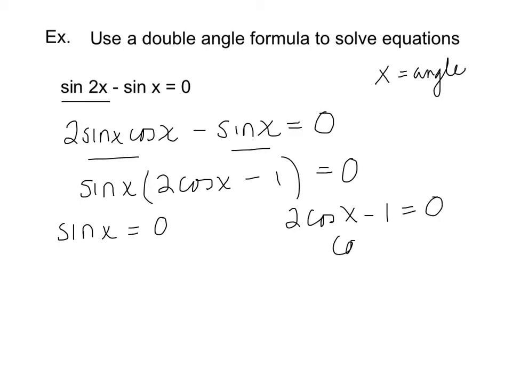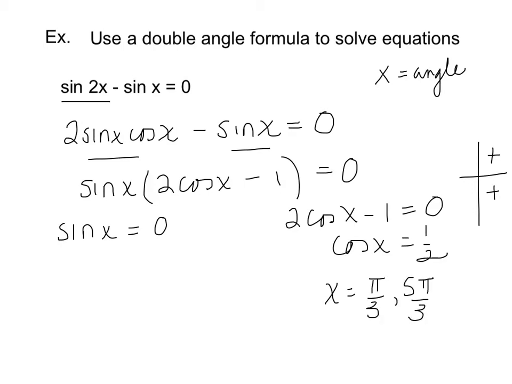And so this is going to be the cosine of x is 1/2. Cosine is positive in the first and the fourth quadrant, right? So the angles in those two quadrants will be pi over 3 and 5 pi over 3. The sine of x is 0 at 0 and at pi. So my four answers are these right here.